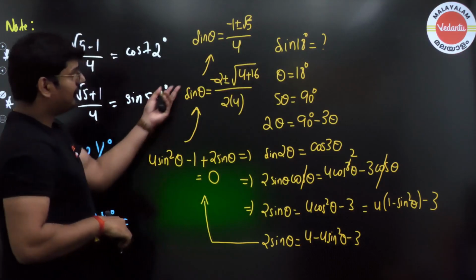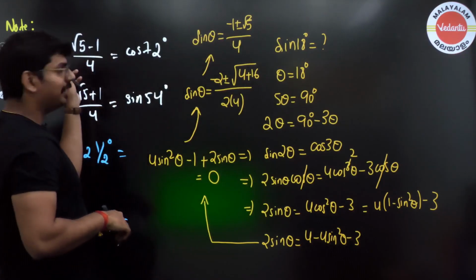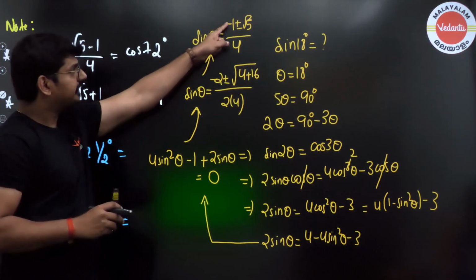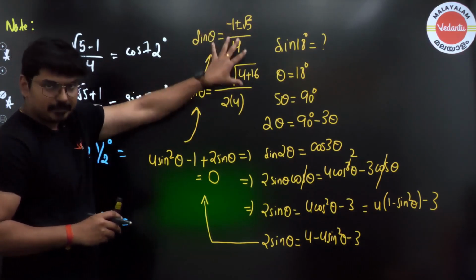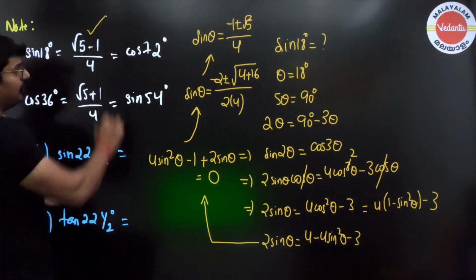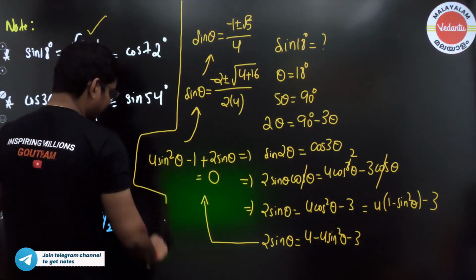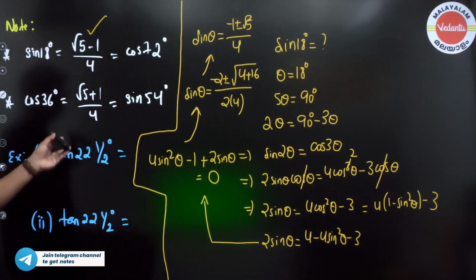Okay, so anyway I can't take negative. Theta is 18, first quadrant, so sine should be positive. So in this plus or minus I'll be taking only plus, and this is the value you are going to get. Okay, so this is the proof of the first one. Similarly you can do the proof of the second one, guys.